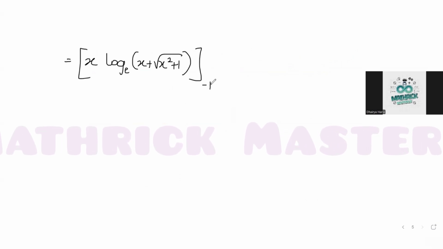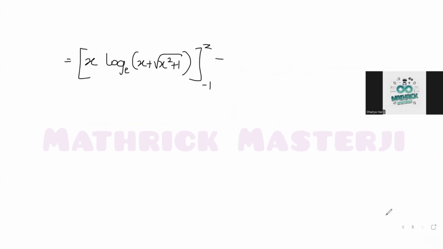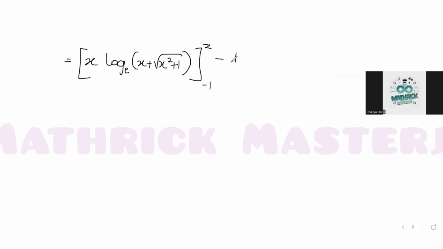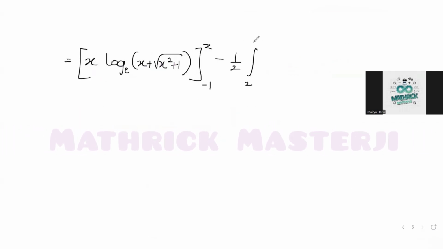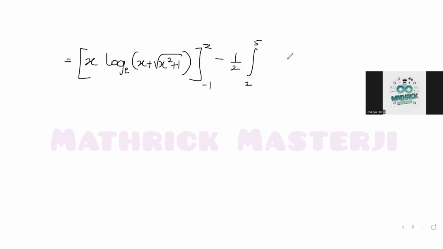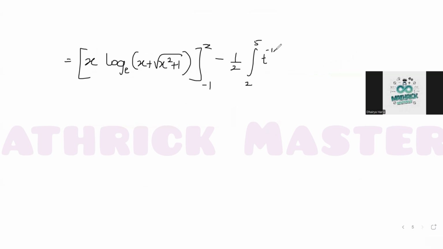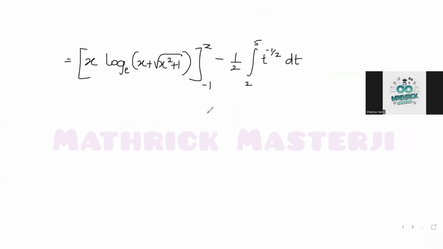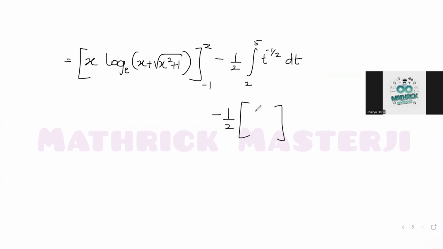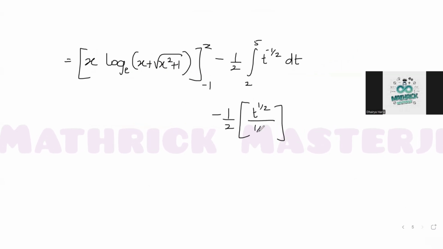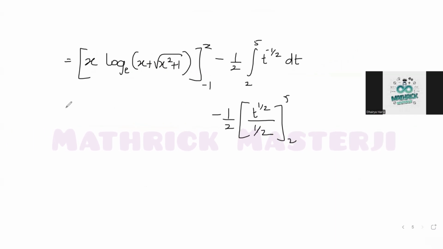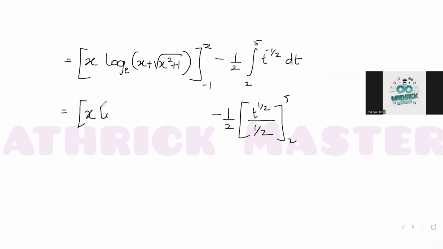The limits go from -1 to 2, minus. This becomes half. Limits go from 2 to 5. And I get dt over root t. Root t is t raised to half. So when it comes up, it becomes t raised to minus half. So it has minus half, and t raised to minus half, if I take the integral of that, gives me t raised to half over half. Limits go from 2 to 5. And here I have these limits from -1 to 2.